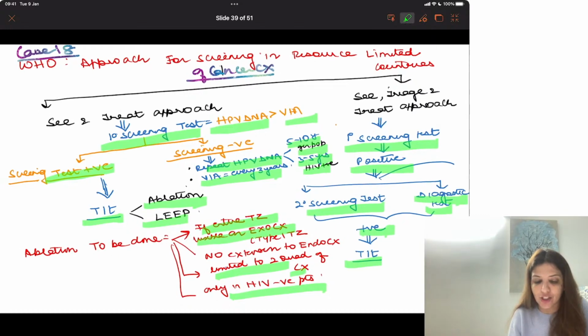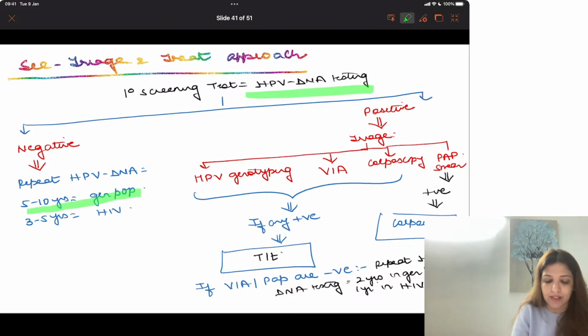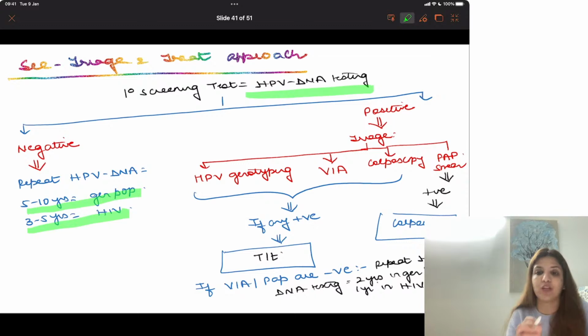For the see, triage and treat approach, the primary screening test recommended by WHO is HPV DNA. If HPV DNA comes out to be negative, then I don't have to do anything, except repeat HPV DNA testing in the general population after every 5 to 10 years, and in HIV positive females after every 3 to 5 years. Now if HPV DNA comes out to be positive, then I have to do a triage. That means I have to do a secondary screening test. The secondary screening test most often recommended by WHO is VIA. But other than VIA, you can do HPV genotyping, or pap smear, or colposcopy.